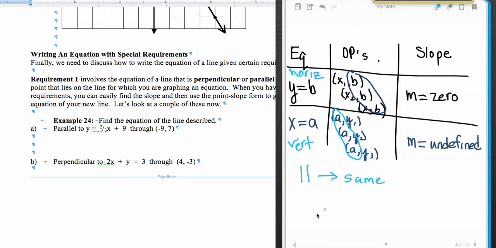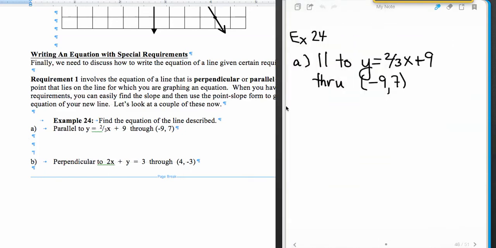Now remember, when we have parallel lines, we have same slopes. That's what we're going to need for those. And then with perpendicular lines, we have negative reciprocal slopes, and that's what we're going to need with those. So if we have m, then the perpendicular slope is negative 1 over m. And so with that reviewed, we'll take a look at example number 24.